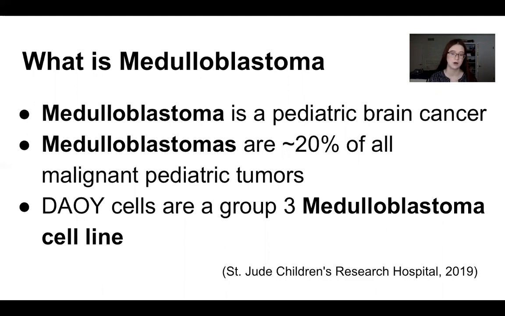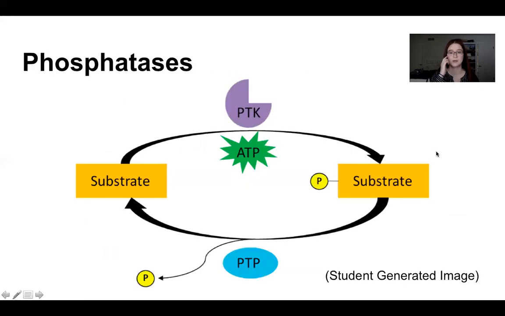Dowie cells are a group 3 medulloblastoma cell line. This means that they come from a medulloblastoma tumor, and group 3 means that they are a specific type of medulloblastoma. Medulloblastoma are categorized into 4 groups based on their cell signaling pathways. I chose this group 3 Dowie cell line because it contains my phosphatase of interest.